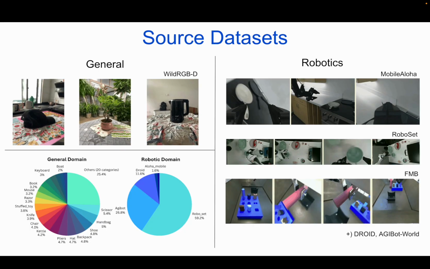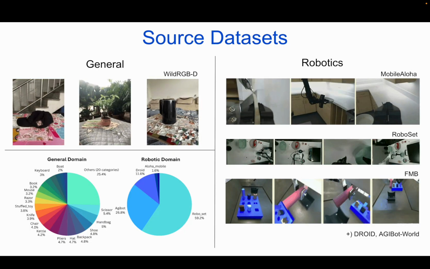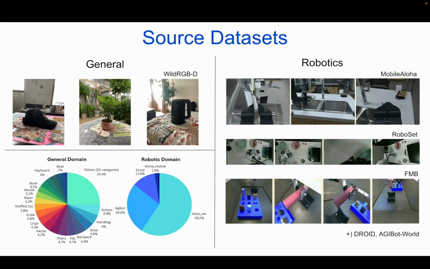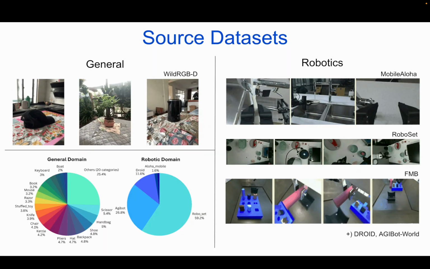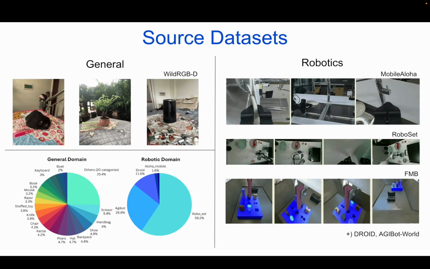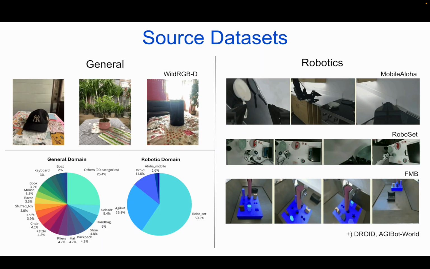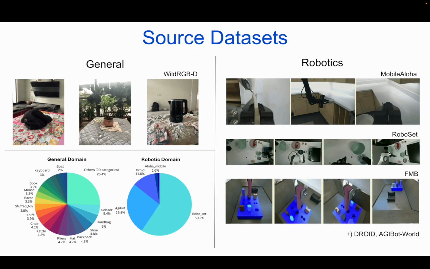CVPR uses 2 complementary sources. The general domain from WildRGB-D provides accurate camera calibration for geometry-based tasks. The robotic domain from OXE and AGI bot world provides temporal continuity and viewpoint diversity from manipulation trajectories. Together, these provide the precision and diversity needed for cross-view reasoning.